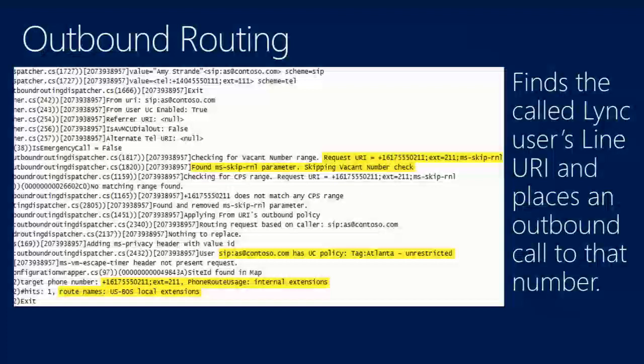So here, again, we found the policy that's going to be used for this. The target phone number is the actual PSTN number that we're trying to call. Then we find the usage that's in that policy itself. In this case, it's internal extensions. And we found the route that's available for that particular usage in that policy. So then we can go ahead and attempt to route that call.